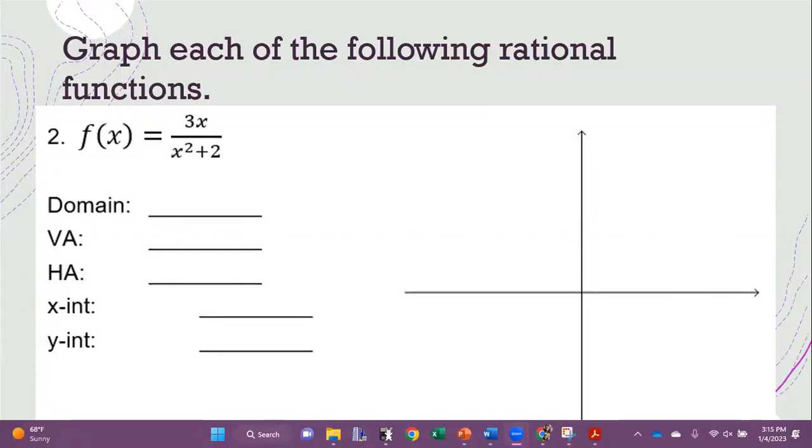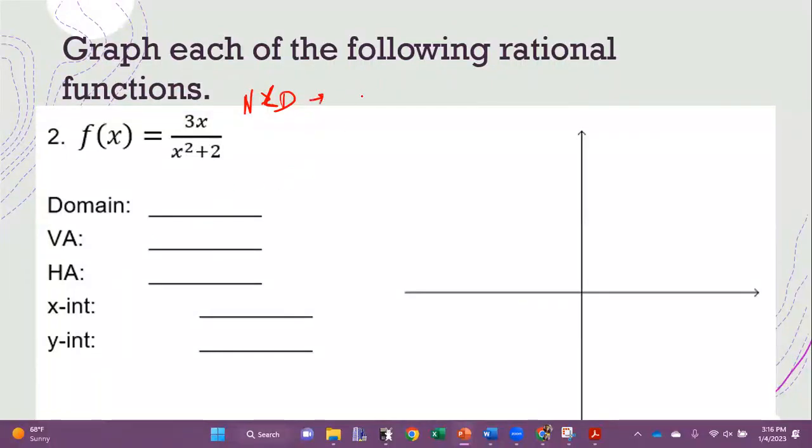Oh my gosh, not factor. I had a brain fart. Horizontal asymptote and oblique. Thank you. Fill in the blank for me, guys. Comparing my numerator and my denominator, the degree of my numerator is less than the degree of my denominator, which means that it is a horizontal asymptote.